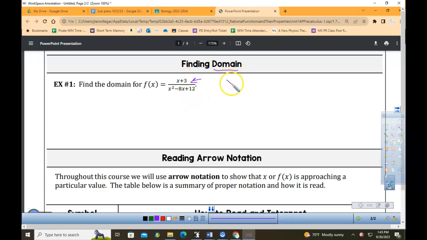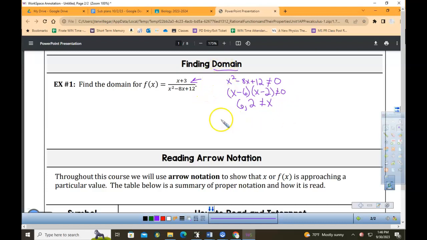But what I do know is x squared minus 8x plus 12 can't equal 0, right? So I'm going to solve this like a normal problem. I'm going to factor it, and it factors into x minus 6, x minus 2, which can't equal 0. So x can't be 6 or 2. That makes sense? Because if I plug in 2, I get 0 on the bottom, and that's no good. If I plug in 6, I get 0 on the bottom, and that's impossible.